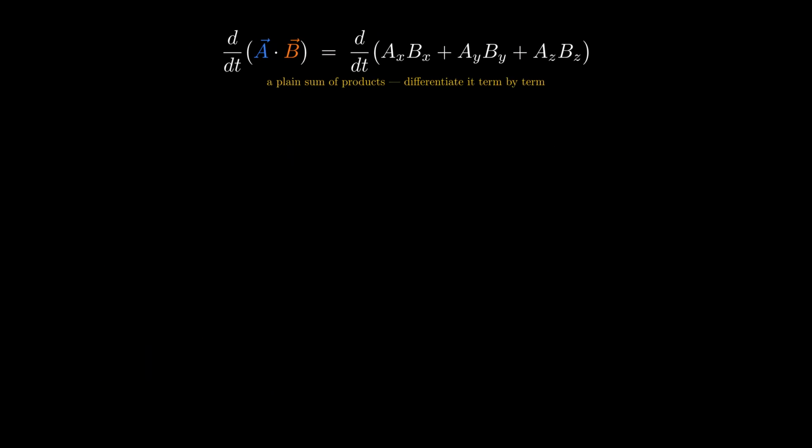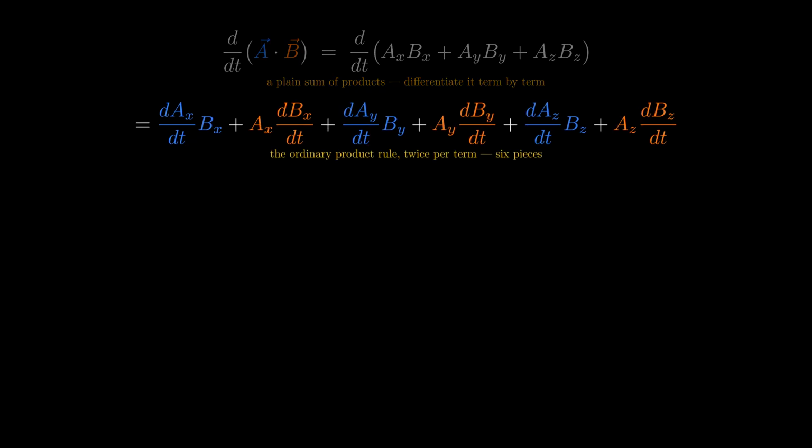of the angle. Because the component formula is a plain sum of products, it differentiates by the ordinary product rule. Take the time derivative of A dot B. In components, the time derivative of A sub x times B sub x plus A sub y times B sub y plus A sub z times B sub z. The product rule hits each term twice. The derivative of the A component times the B component plus the A component times the derivative of the B component. Now regroup all 6 pieces.